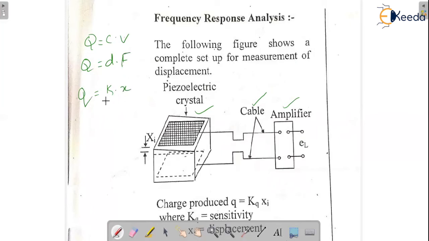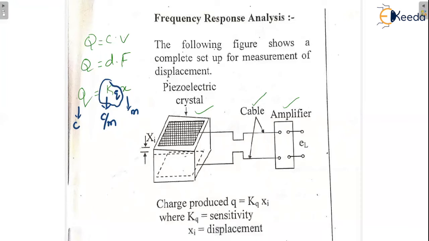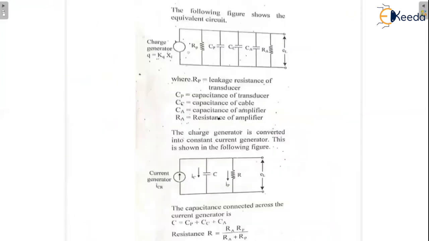So what should be the units of this K? X has units of meters, this has units of coulombs, so the units must be coulomb per meter. So this is KQ, a constant, sensitivity constant. It is called a sensitivity constant here. You can see this is Q is equal to KQ into X. Upon simplifications, you will have the voltage across this.